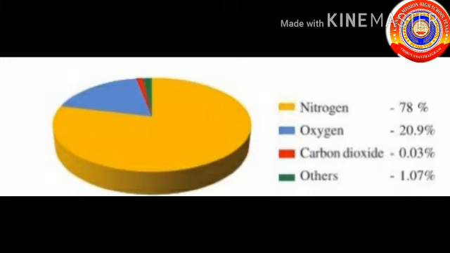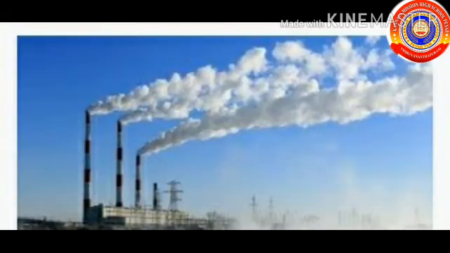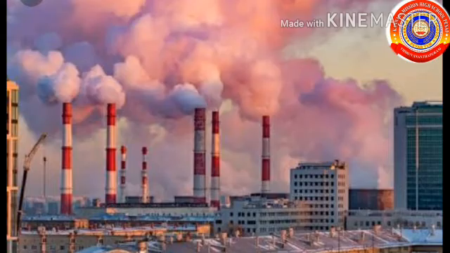What happens if the amount of any of the components increases or decreases? Look at the picture. Gases like carbon dioxide, carbon monoxide, and smoke containing other chemicals reach the air. It causes air pollution. Air is said to be polluted when there is any change in the normal amount of any of the components of air or when foreign substances mix with air. Increased rate of pollution creates many health problems.